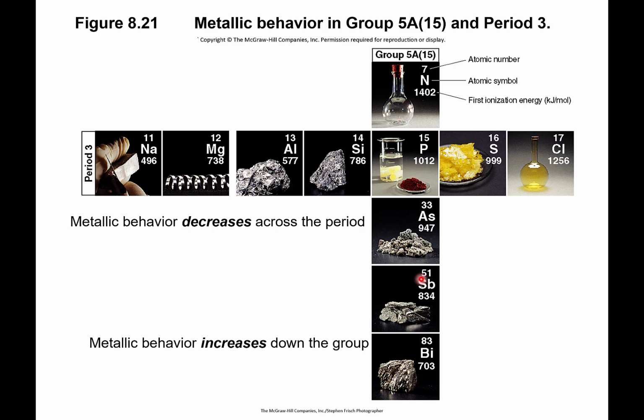As you move down a group, such as group 5A, nitrogen and phosphorus, we classify as nonmetals. Arsenic and antimony are going to be borderline. And then once we get down to bismuth, we would consider this a metal. So metallic behavior increases going down a group and decreases going across a period.